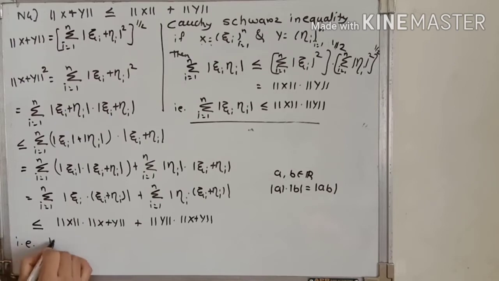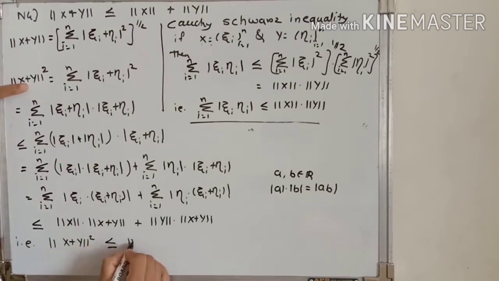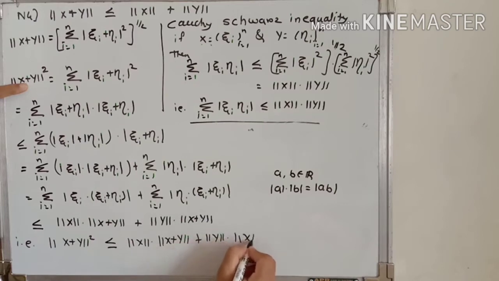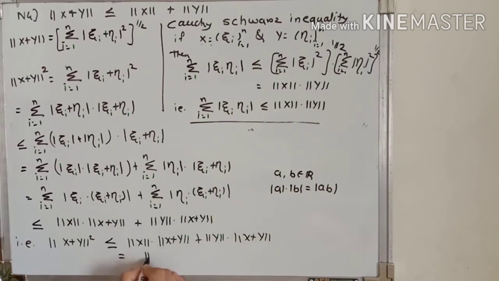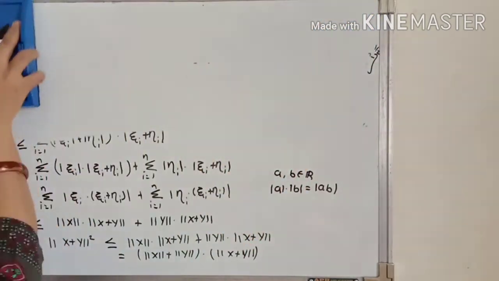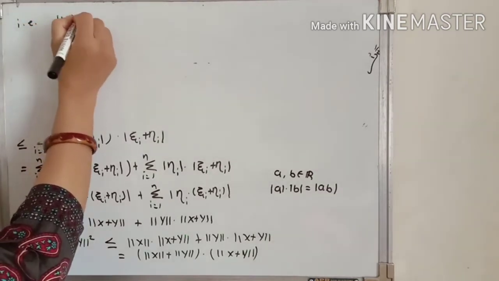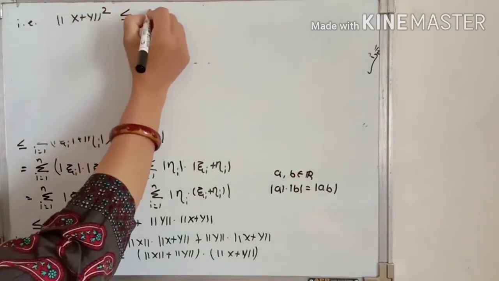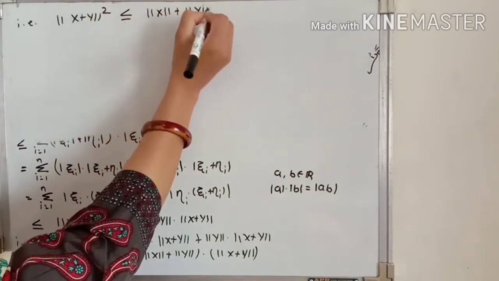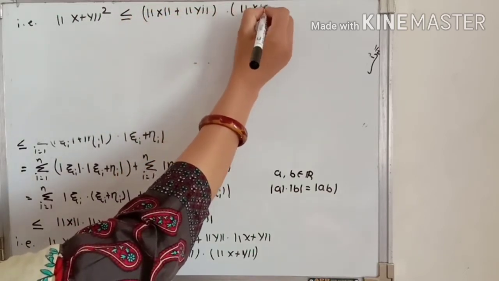that norm of x plus y squared is less than or equal to norm of x into norm of x plus y plus norm of y into norm of x plus y. Now here norm of x plus y is common, and therefore we write it as norm of x plus norm of y in one bracket, into another bracket norm of x plus y. That is, norm of x plus y squared is less than or equal to norm of x plus norm of y into norm of x plus y.